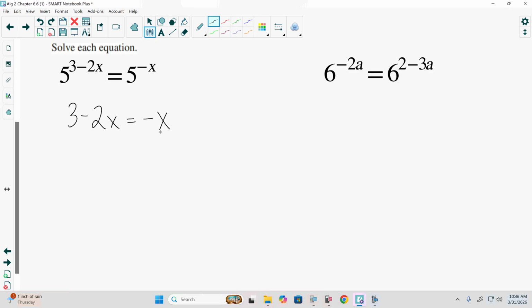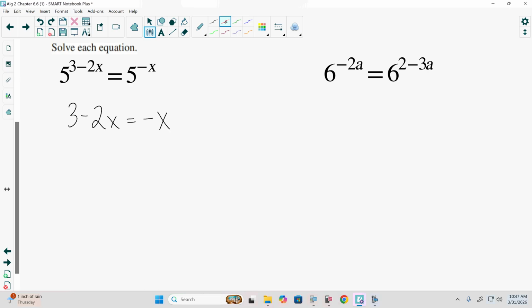If the bases on either side are the same, and I will specify there only is one base on either side, the exponents have to be the same. So the only way 5 to the 3 minus 2x equals 5 to the negative x is if 3 minus 2x is equal to negative x. Now we need to solve. We need to get x by itself because there is no exponent on x. We don't have x squared, x cubed, or x to the fourth. Since we just have x, we need to get it by itself.